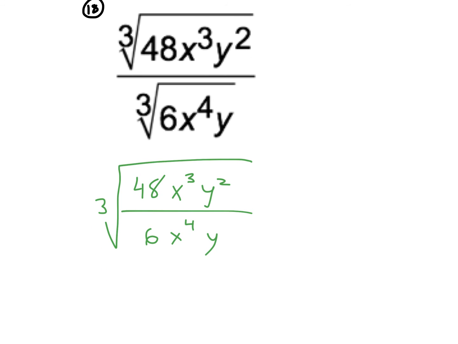So we just want to take one thing at a time. Let's look at our numbers first. Can we divide 48 by 6? What's 48 divided by 6? 8.